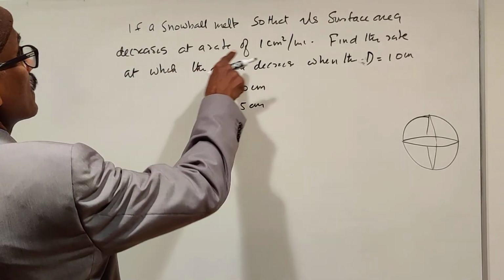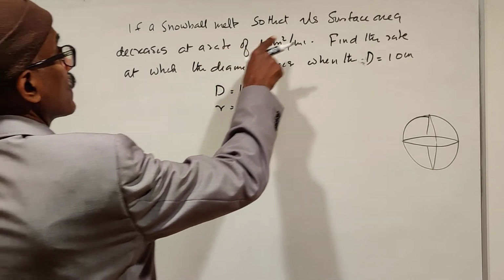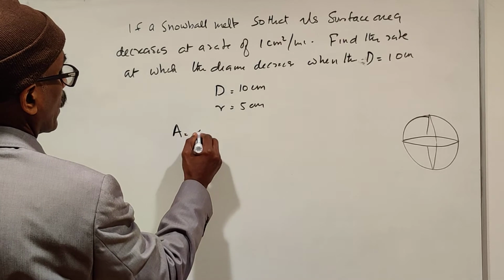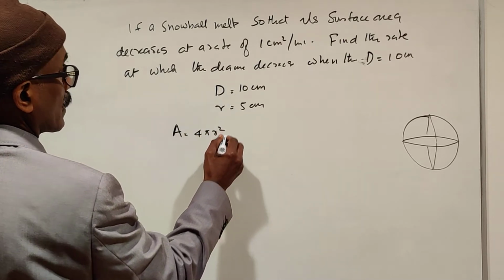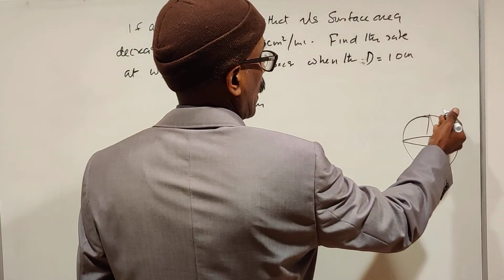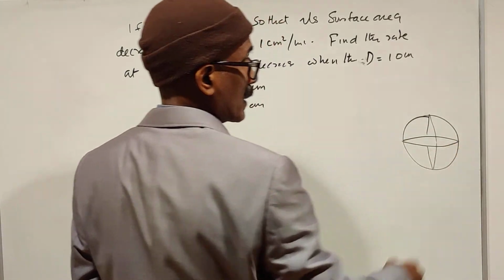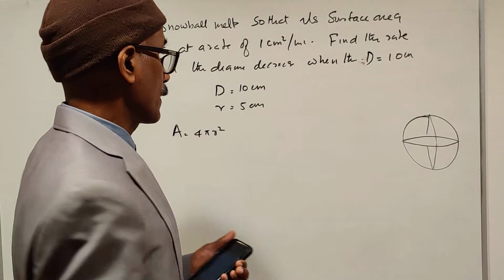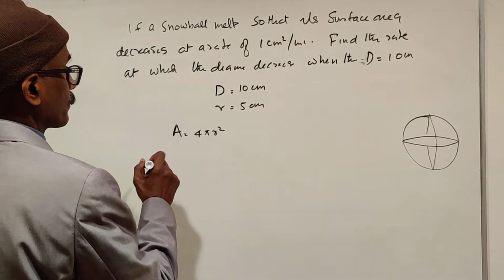What is the surface area of a sphere? Surface area of a sphere is 4 pi r square. You need to remember that. Surface area, the outside area, the curved surface area. The sphere has only one curved surface area. That is 4 pi r square.